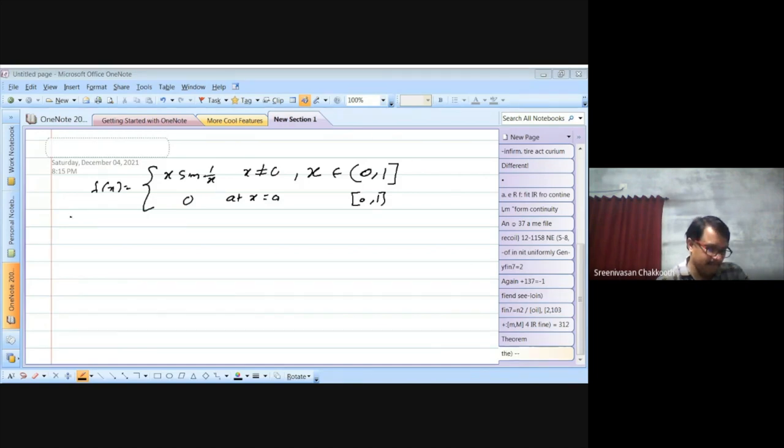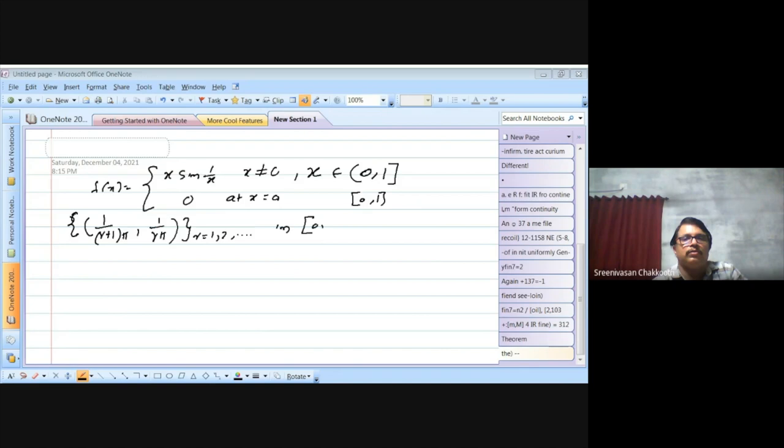Now consider a collection of non-overlapping intervals [1 by (r plus 1) pi, 1 by r pi], r equal to 1, 2, etc. It is a countable collection of non-overlapping intervals in the closed interval [0, 1].